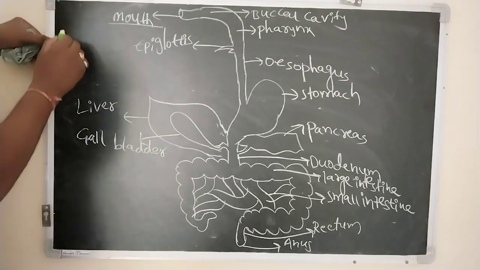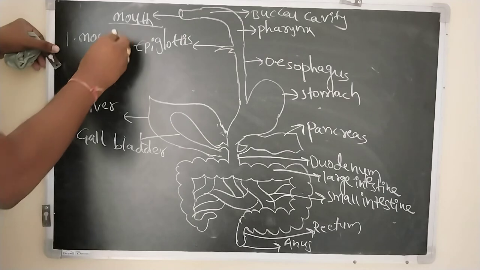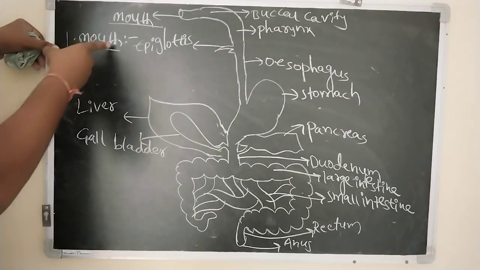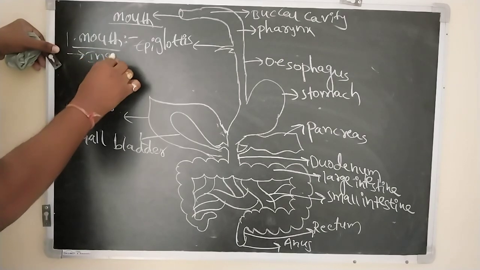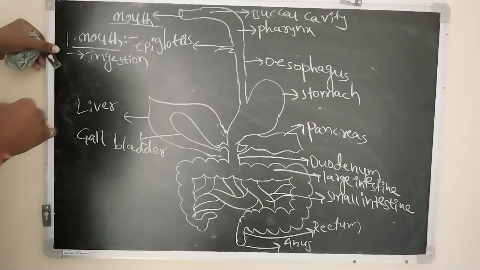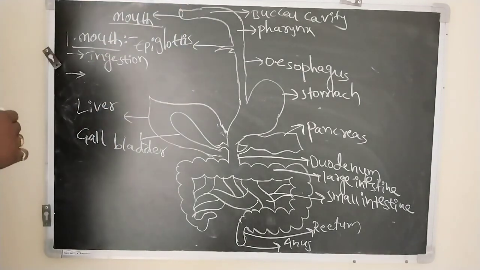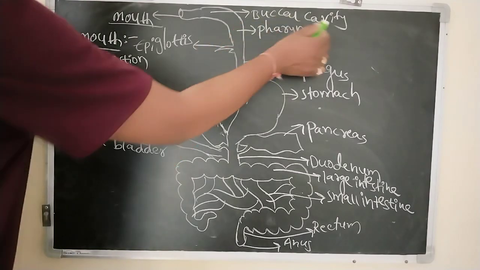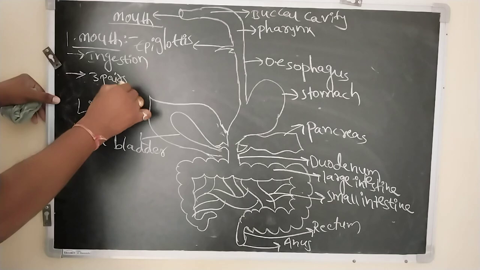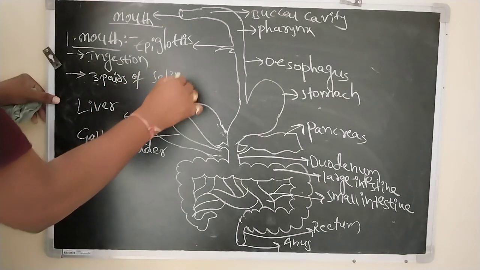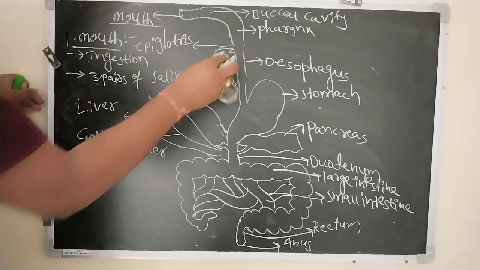So the first part is the mouth. Intake of food through the mouth is called ingestion. And the cavity of the mouth is called the buccal cavity. This buccal cavity consists of 3 pairs of salivary glands. What are those 3 pairs of salivary glands?